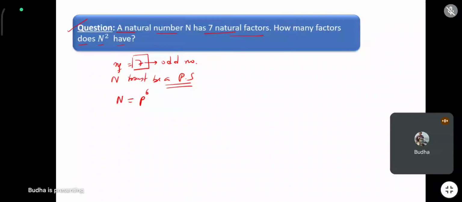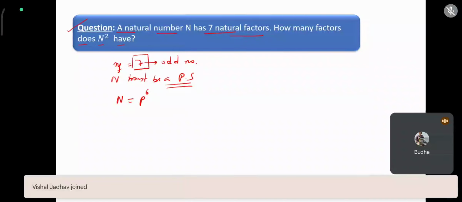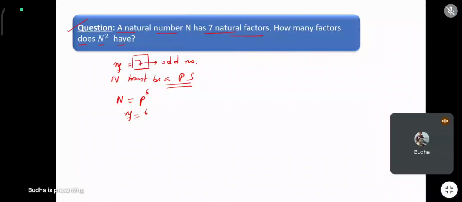Am I clear on this? Yes, sir. So only if you have 6 here will this 7 come. Why? How will you find the number of factors? 6 plus 1. Now on the side, I don't have any other factors to be multiplied. That's why it is like this.